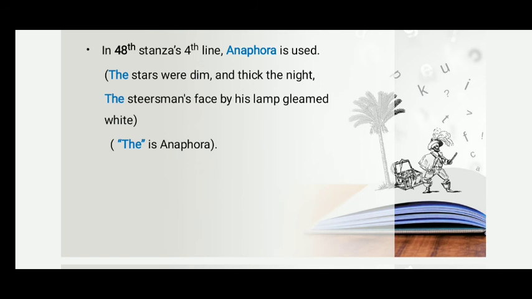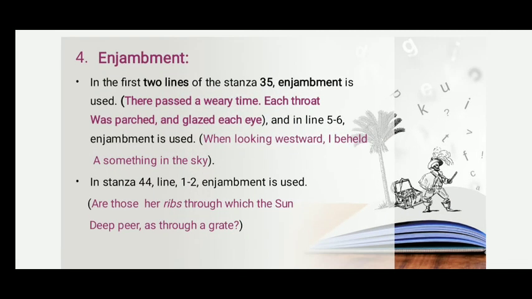Here there is anaphora. The fourth literary device in the third part of this poem is enjambment. I already defined what is enjambment. Here is only its use. Number first, in the first two lines of stanza 35, enjambment is used as "there passed a very time, each throat was parched and glazed each eye."